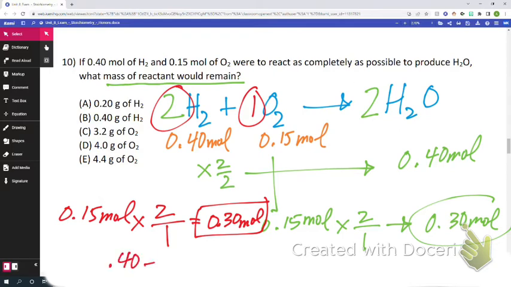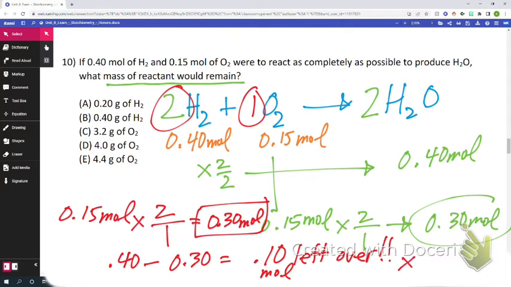So it's 0.40 minus 0.30. I have 0.10 mole left over. This is of H2. And then multiply it by the molar mass of H2, which is 2, to get 0.20 grams of H2 left over.